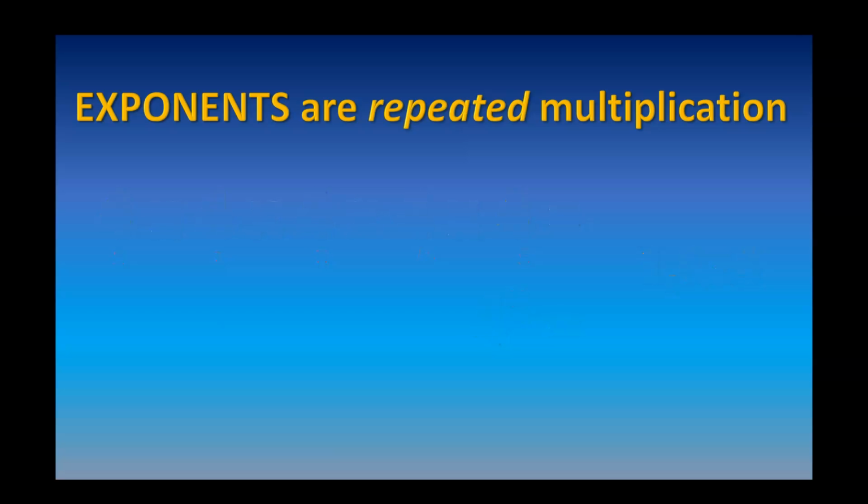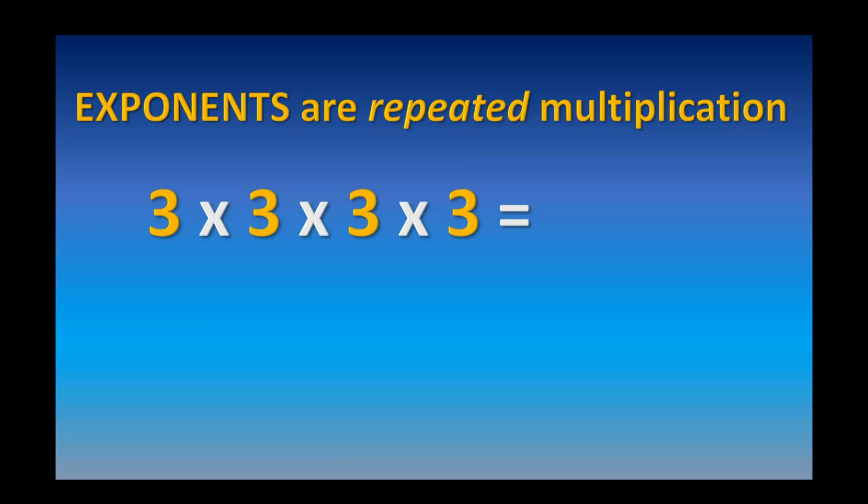Let's look at one more example. 3 times 3 times 3 times 3. How many times did we write down the number 3? We wrote it down 4 times, which means we can turn this into 3 to the 4th power. 3 times 3 is 9, times 3 is 27, times 3 is 81.